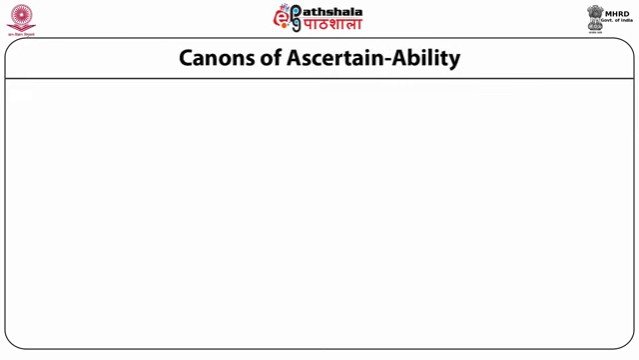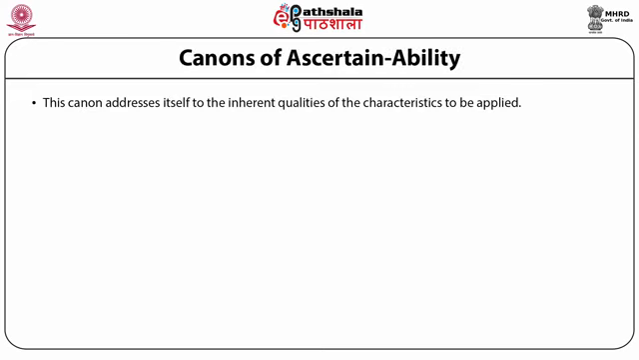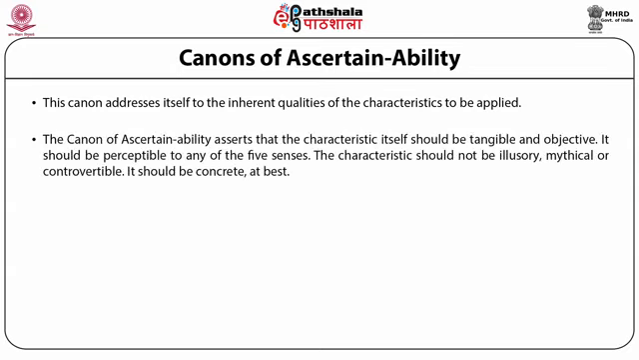The canon of ascertainability. This canon addresses itself to the inherent qualities of the characteristics to be applied. The canon of ascertainability asserts that the characteristic itself should be tangible, concrete, and objective. It should be perceptible to any of the five senses. The characteristics should not be illusory, mythical, or controvertible. It should be concrete at best.